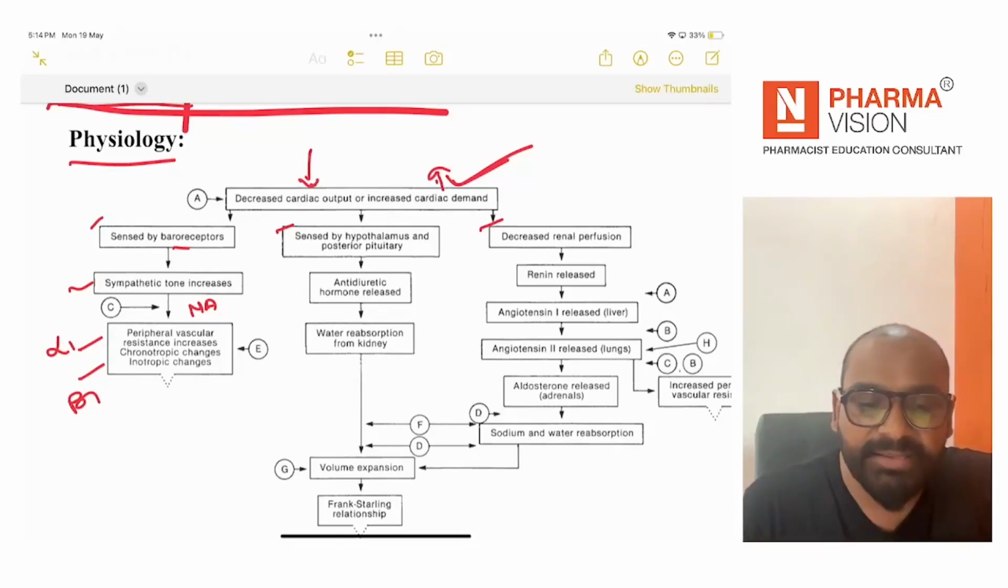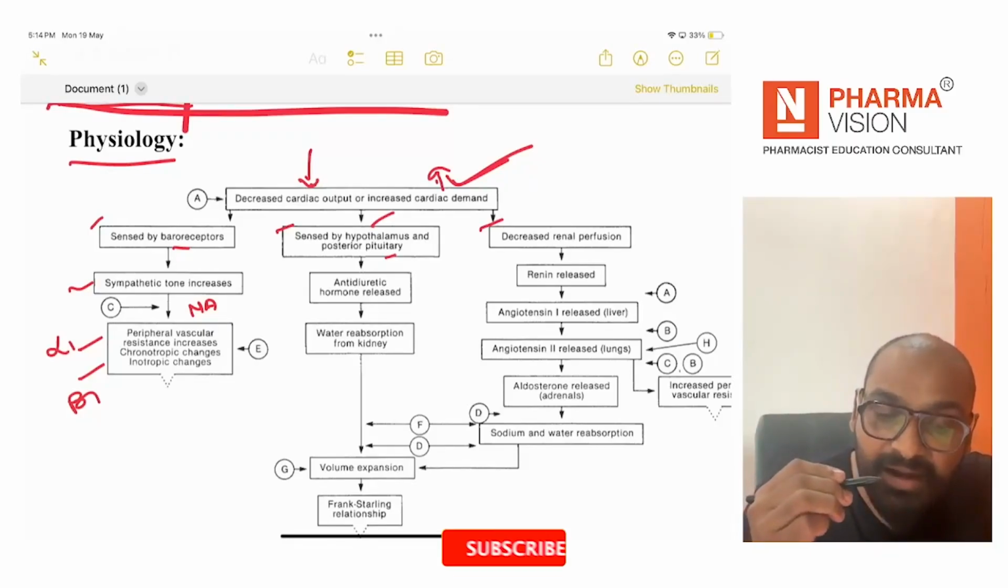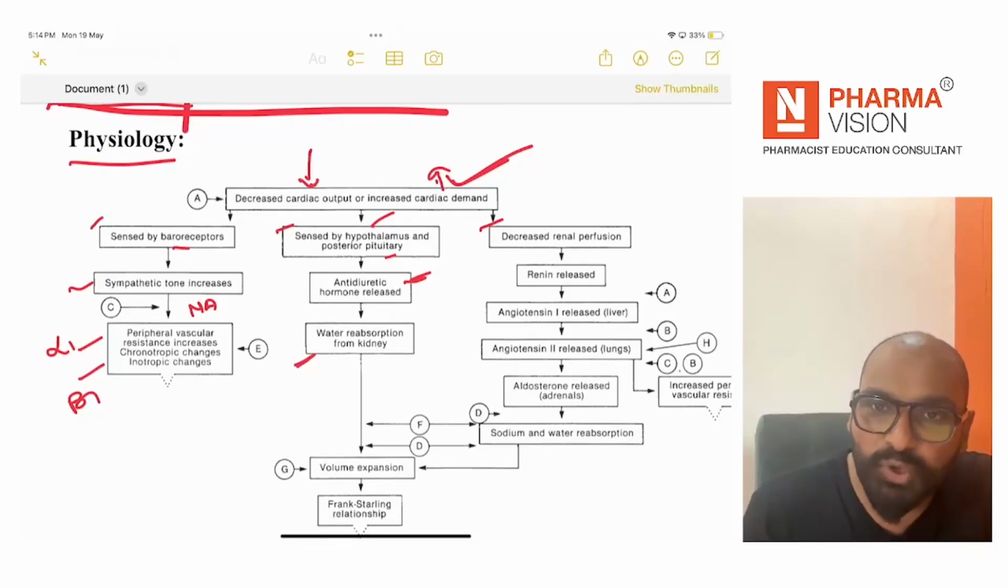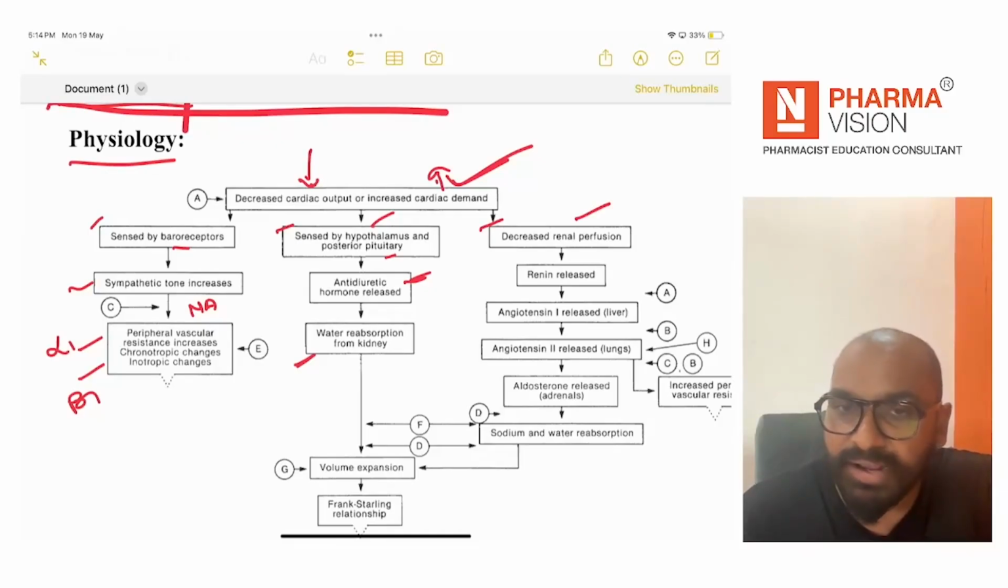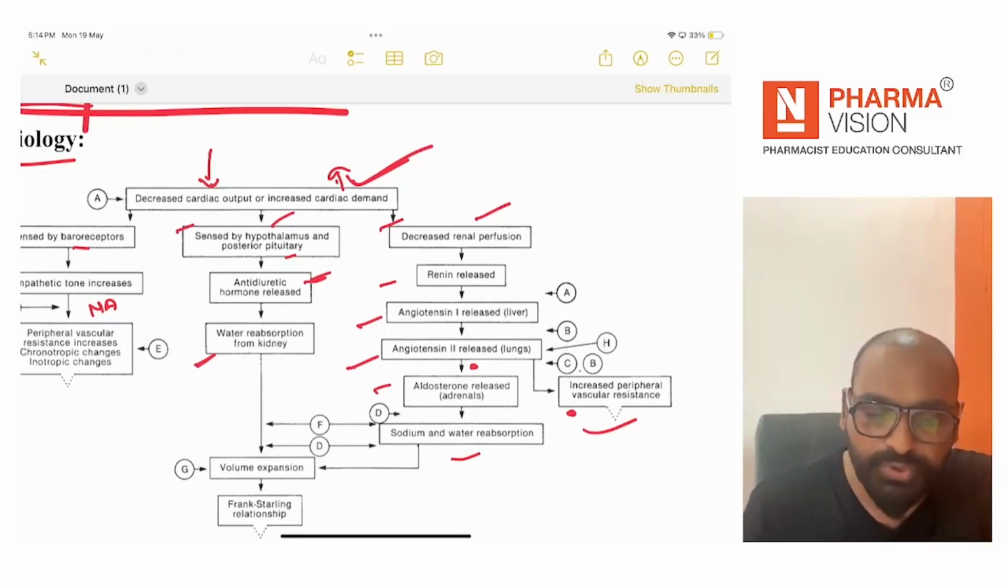Now the second thing is your hypothalamus and posterior pituitary gland, they are getting signals and they come for the rescue of your heart, and they release the antidiuretic hormone. This antidiuretic hormone causes water reabsorption from the kidney and volume expansion is executed. Third is the kidney is not getting enough fluid, renin release, angiotensin 1 to angiotensin 2, aldosterone. Okay, and this angiotensin 2 has two functions. One is aldosterone and second is increasing the vascular resistance. This aldosterone causes sodium and water reabsorption.